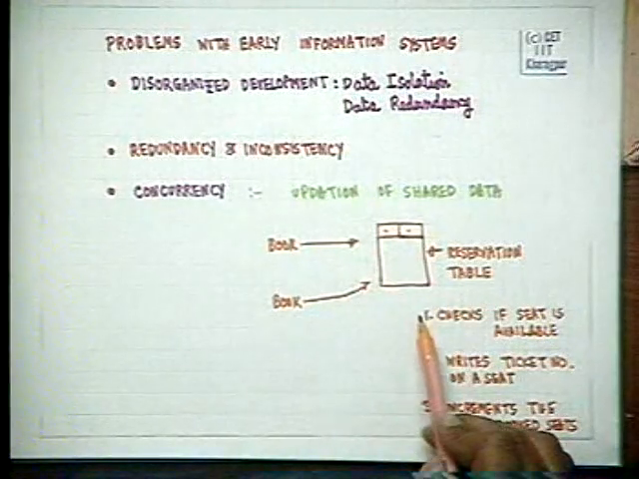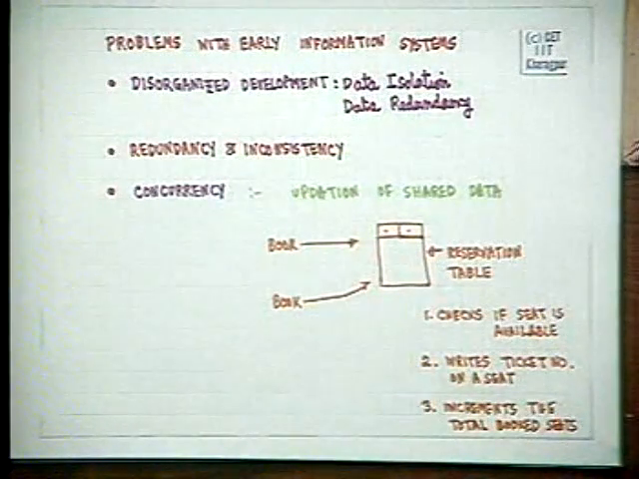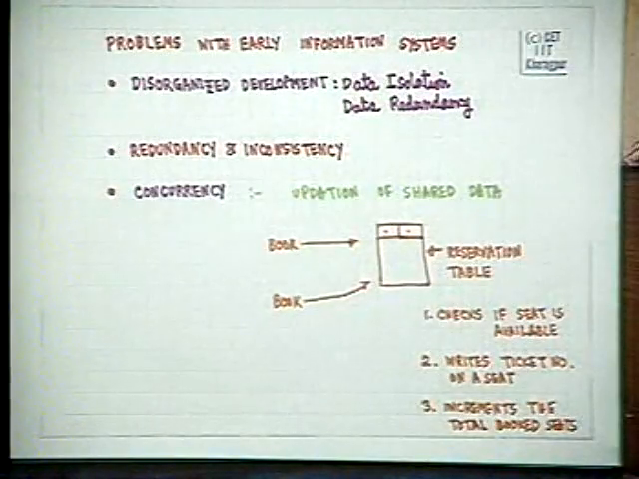So it increments the total number of seats which are booked. Now these three steps cannot be done in one machine cycle. It takes a sequence of instructions, a sequence of file accesses, and it takes a considerable amount of time considering the time that is spent in running programs on a computer. Now this is where the problem comes up. I'll give you an example.